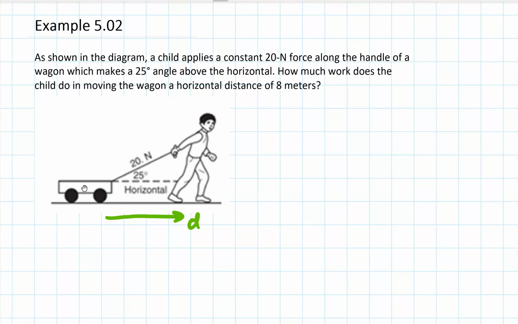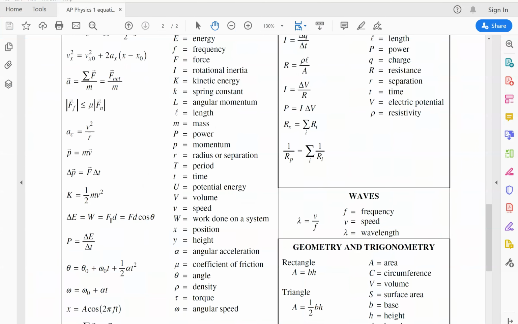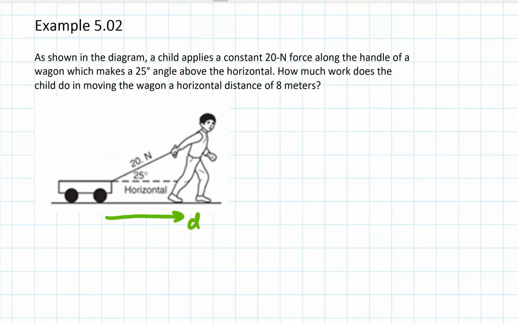When we're doing that, we're going to use the work equation. Remember, the equation for work can be found on our equation sheet. Right here we have the equation for work. This is the Work-Energy Theorem, which tells us that the amount of energy that changes in our system is what we call work. We can use that equation to calculate the work done by the child.